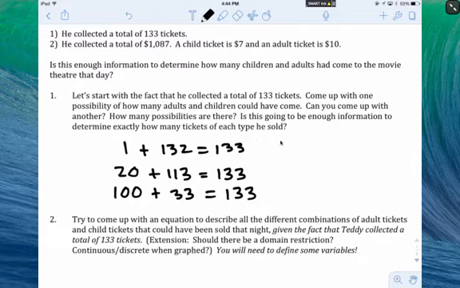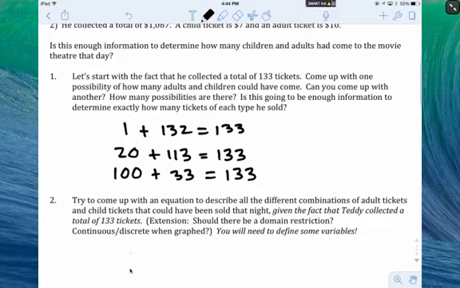Bummer. But what we can do is come up with an equation to describe all of the different combinations of adult tickets and children's tickets that should have been sold that night, given the fact that Teddy collected a total of 133 tickets. And note to self, the equation that we come up with here is going to be really helpful for a lot of different scenarios, right? He collected a total of 133 tickets. In other modeling situations, you're going to have situations where a total of blank happened, and it's going to be a very similar kind of equation, so do take note.